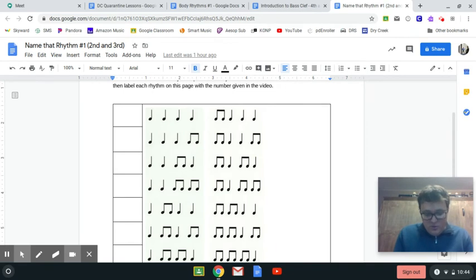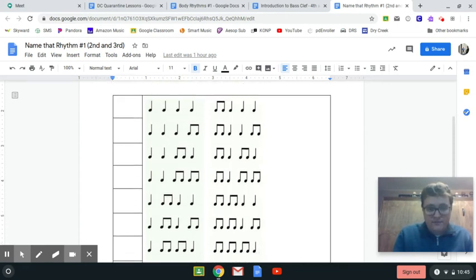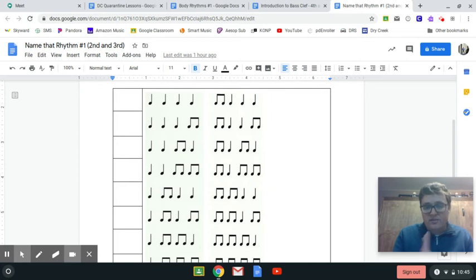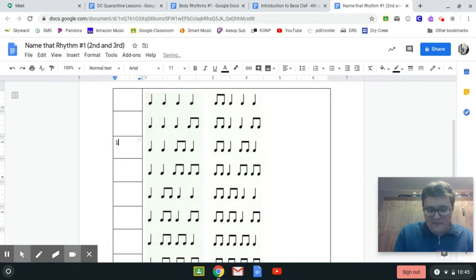And you're going to have to figure out which rhythm I clap goes along with which of these sets of notes, okay? So I'll clap a rhythm, and I'm going to say, this is rhythm number 1. And let's say I clap this rhythm right here for rhythm number 1. If you figure out it's this one, then you put a 1 right there, and that is how you are going to do this one.